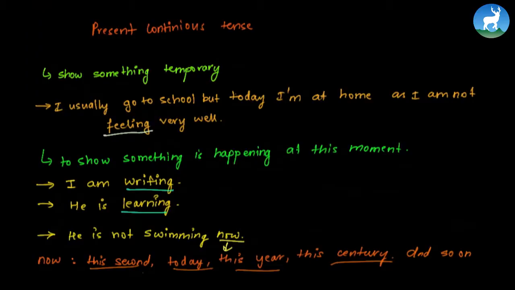That's something that's happening at this moment. So we use the present continuous tense. And here, if I say, I'm speaking right now, it means this second. It can also mean today or this year. It differs according to the situation and the sentence, but it usually means this second, today, this year, this century, this week, anything. Now refers to these phrases.